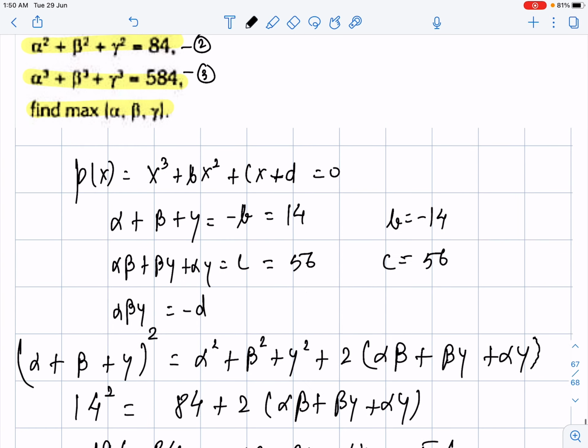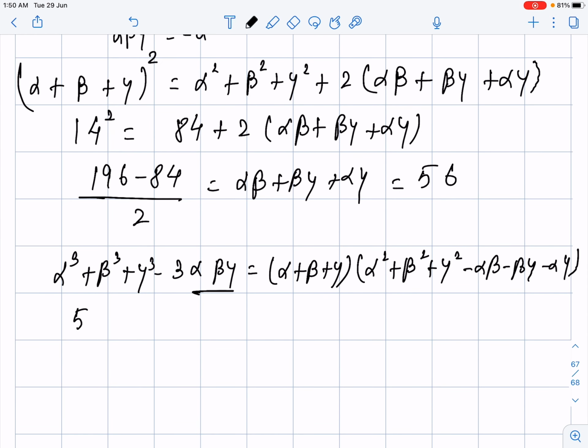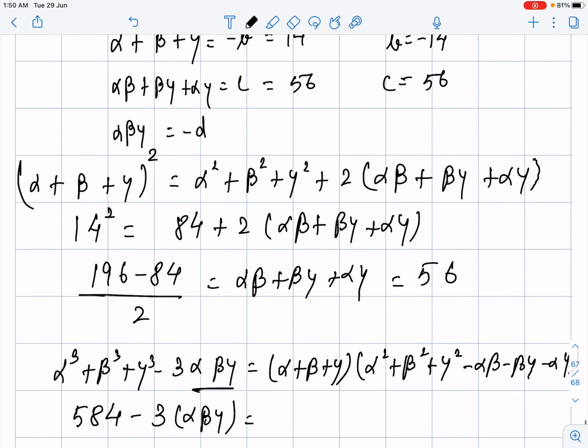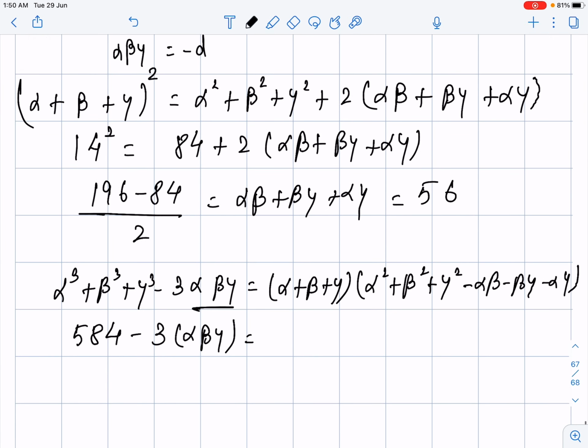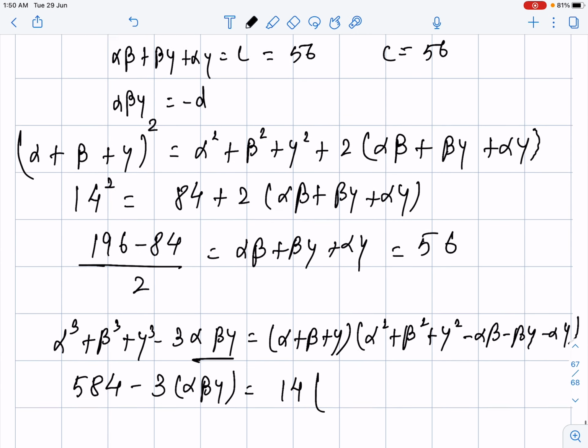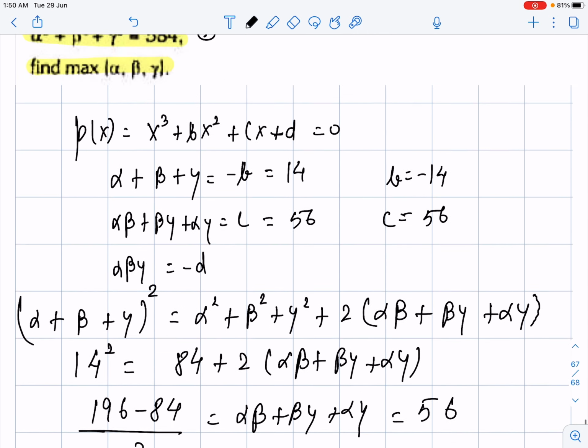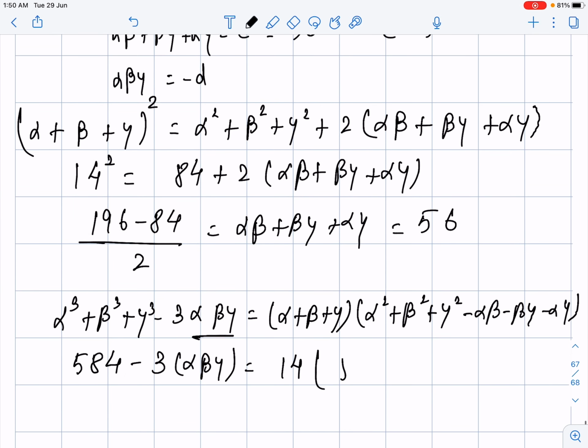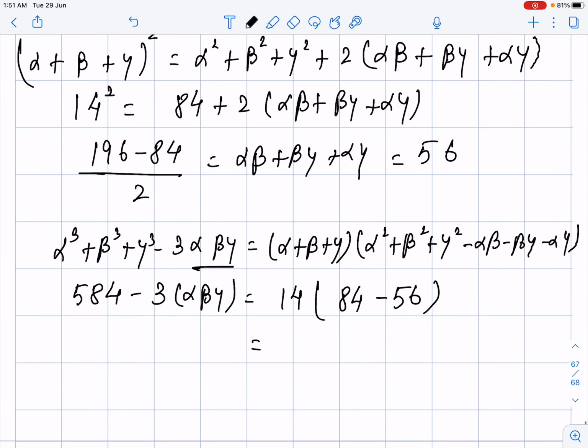So alpha cube plus beta cube plus gamma cube is 584 we are knowing, minus 3 times of alpha beta gamma we know. And alpha plus beta plus gamma, what do we know? 14 we know. And alpha square plus beta square plus gamma square, what do we know? 84 we know. 84 minus 56, so 28 it will be. 14 times of 28 is 584 minus 3 alpha beta gamma.